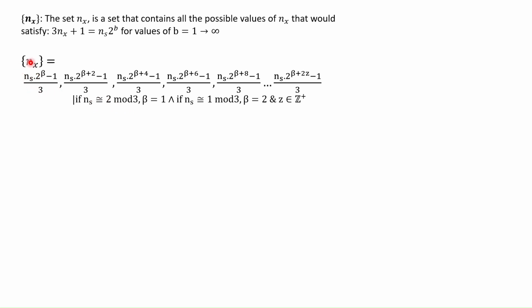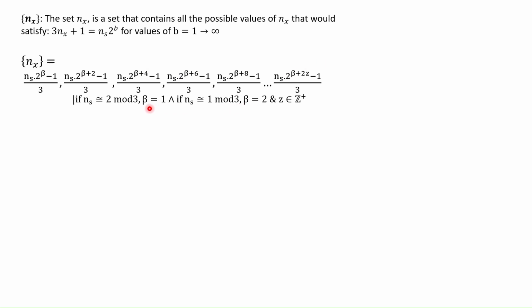Now nx, we can write this thing in terms of various formats. Say b is beta. Let's assume that b is equal to 1. Now you have 1 plus 2, that is 3, 5, 7. So all these numbers, b is going to be odd. If ns is 2 mod 3, if you plug in the value for any even b, you are not going to get any valid integer solution for nx.